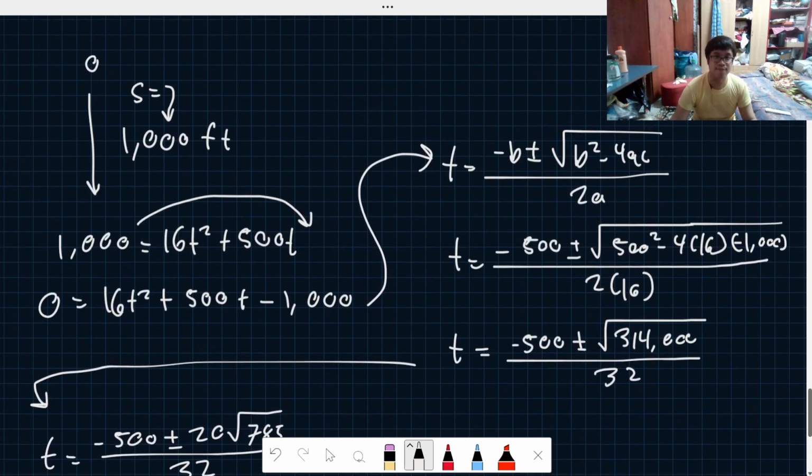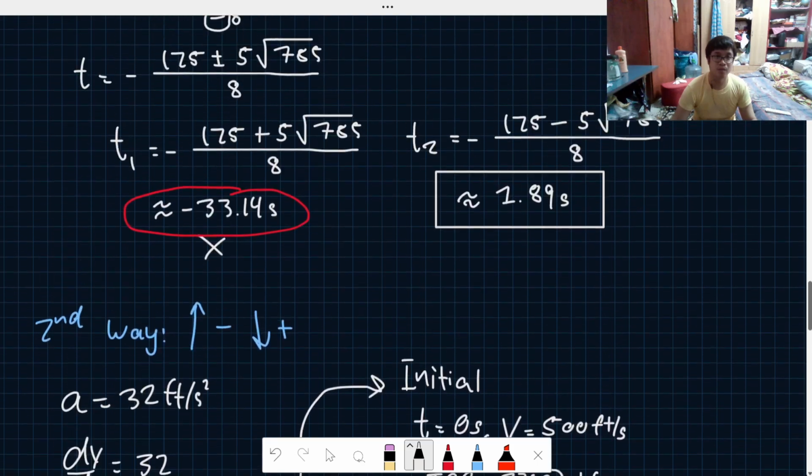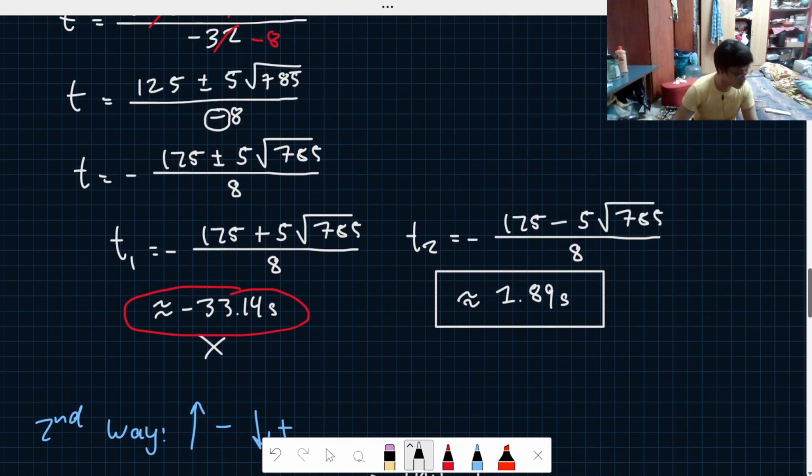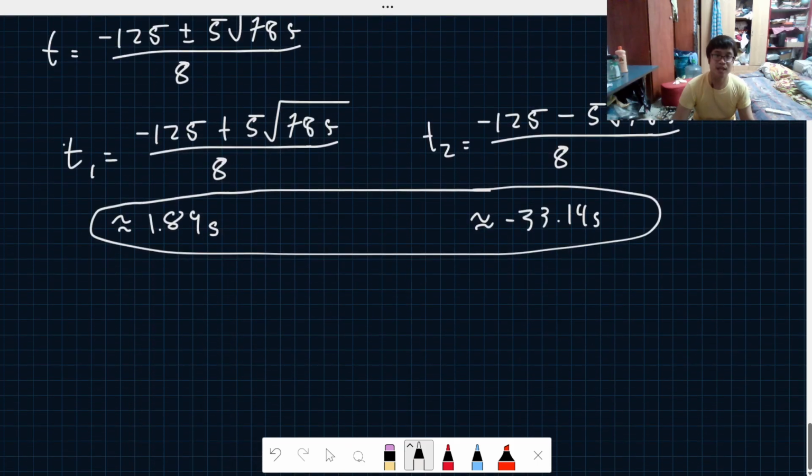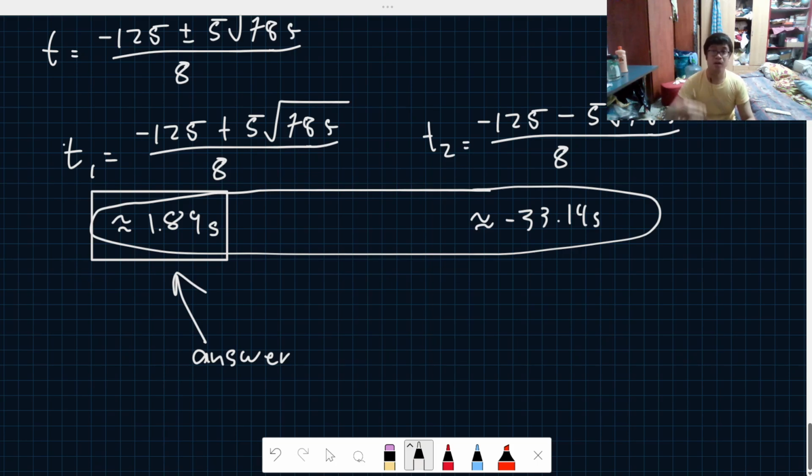Now you see the values here? They're the same as what we found. Negative 33.14 seconds, 1.89 seconds. Likewise, in this case, negative 33.14 seconds and 1.89 seconds. And of course, the answer is the positive one, so 1.89 seconds. That's the answer. So now you know, guys, I showed you two ways of solving it: one, positive upward and negative downward, or the second way, positive downward and negative upward.